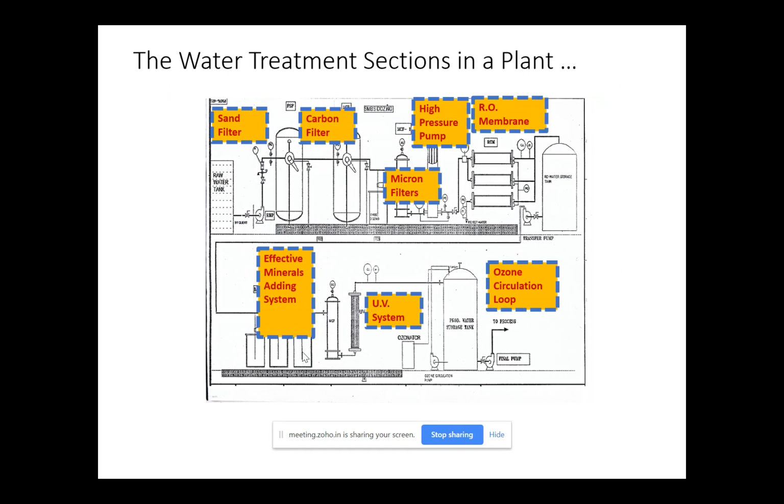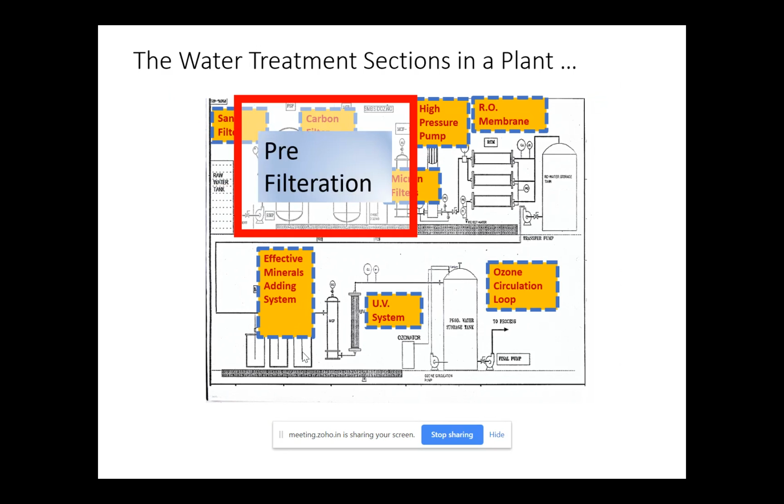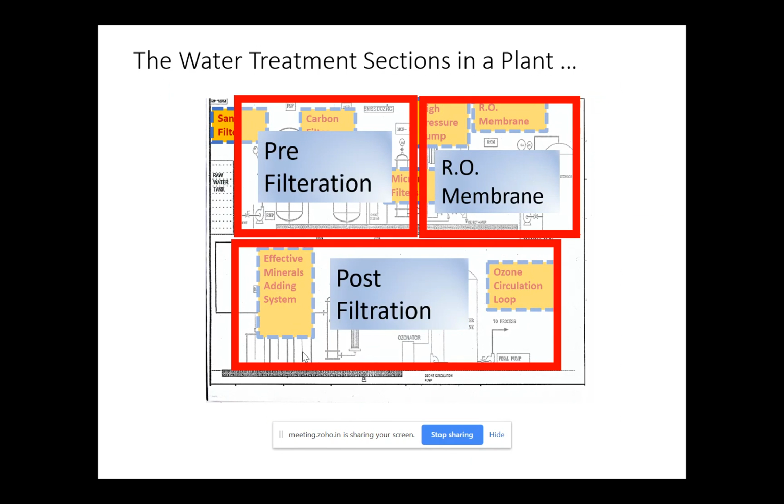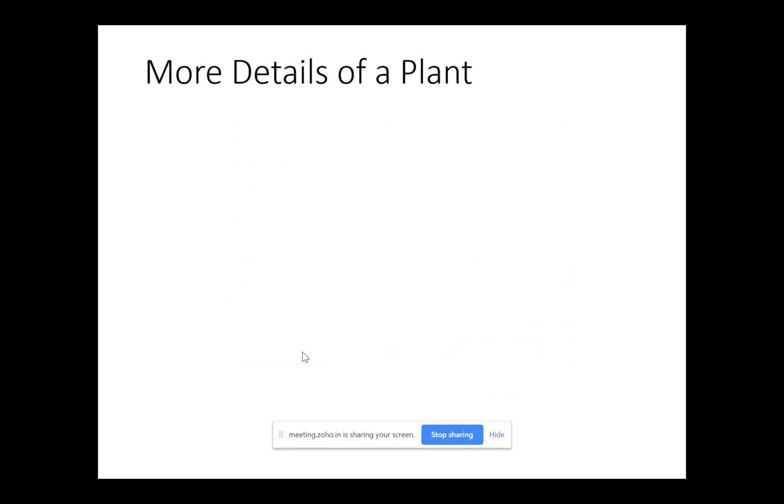So does a water treatment section alone make a packaged drinking water plant or a mineral water plant? No. There are further sections, no? But this is the fundamental thing. This is a treatment section, post RO membrane, and this is a post treatment section, post filtration. So these three things are there.